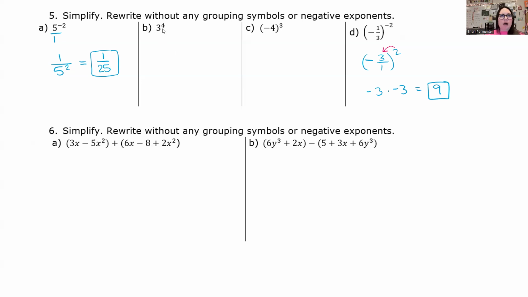Here, there's nothing tricky about that. It says that I have 3 times 3 times 3 times 3. I have 4 threes. That's what that says. And believe it or not, this is something we're capable of doing in our super brains. What's 3 times 3? We just did it. 9. And so it's 9 right there. What's 9 times 9?